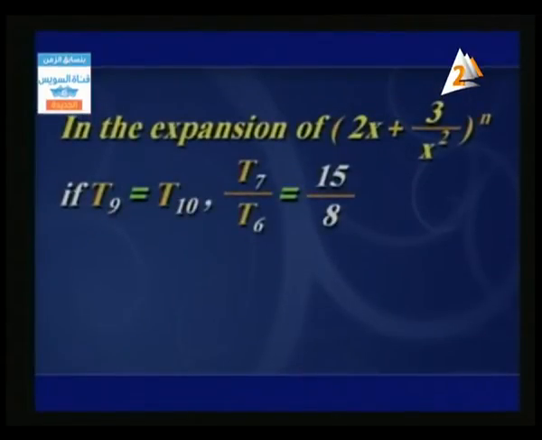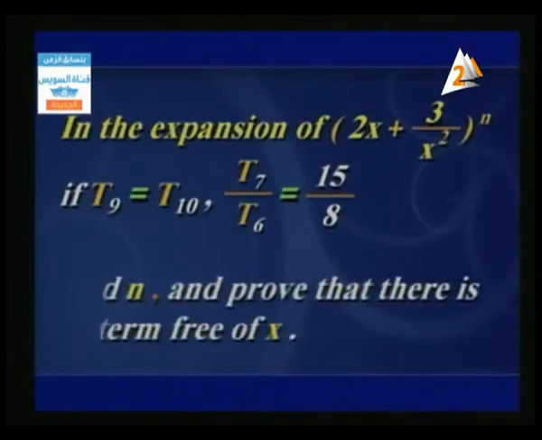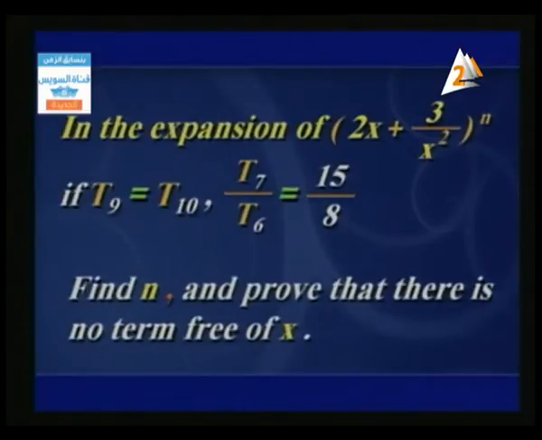In the expansion of (2x + 3/x²)^n, if T9 equals T10 and T7 over T6 equals 15 over 8, find n and prove that there is no term free of x. Solution.